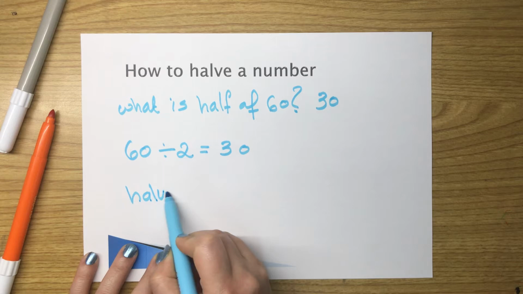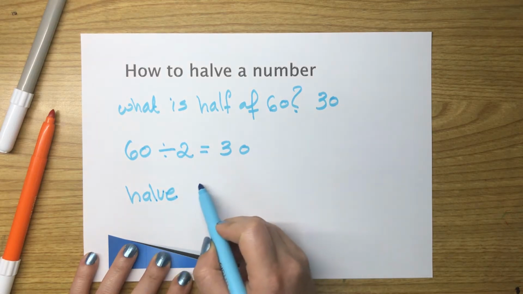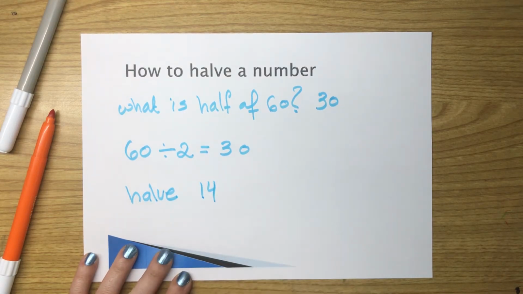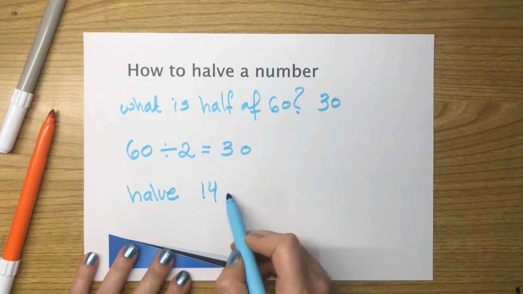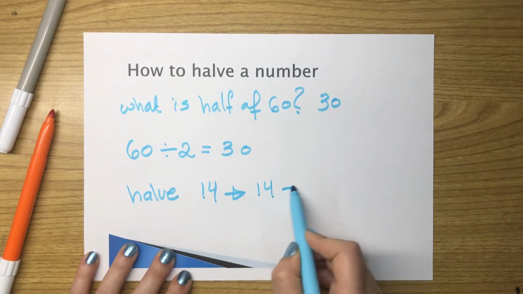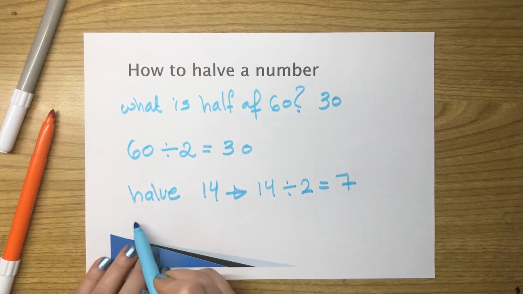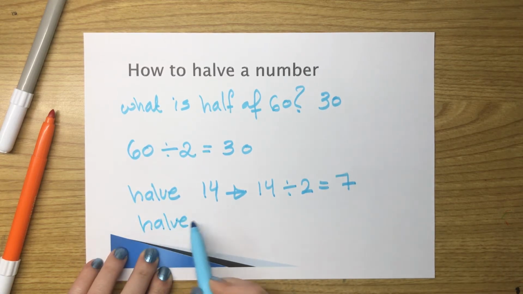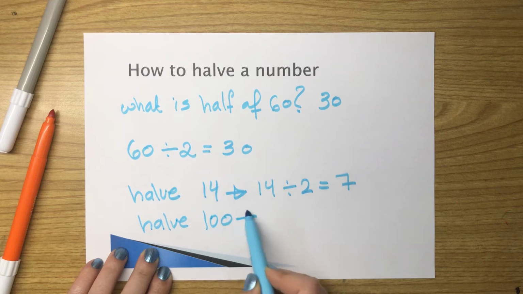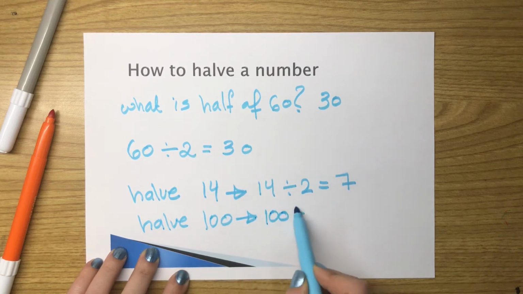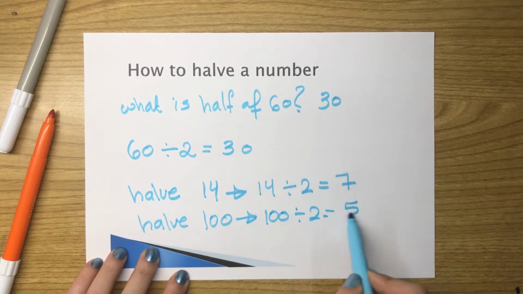Okay, what is halve? Halve is a verb. Halve 14. That means 14 divided by 2 equals 7. Halve 100. That means 100 divided by 2 equals 50.